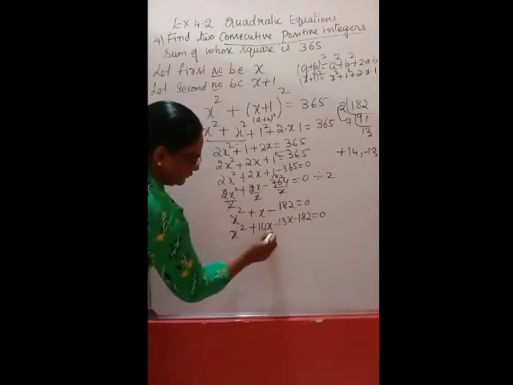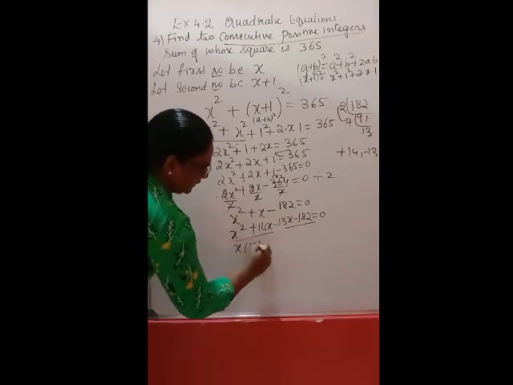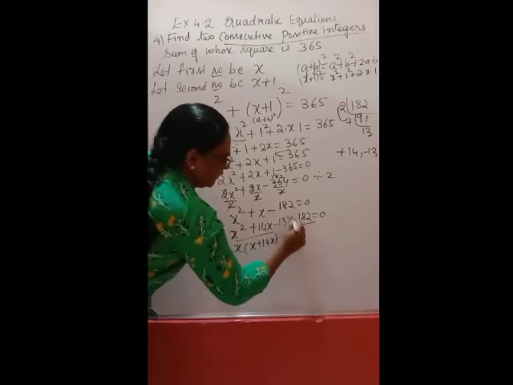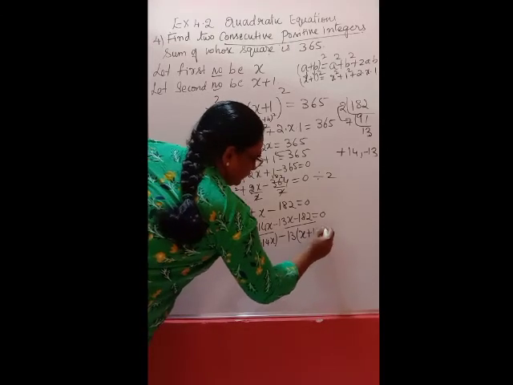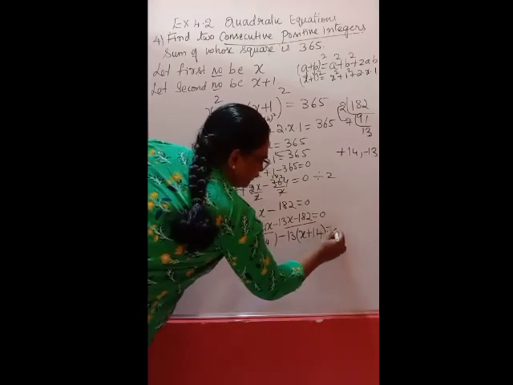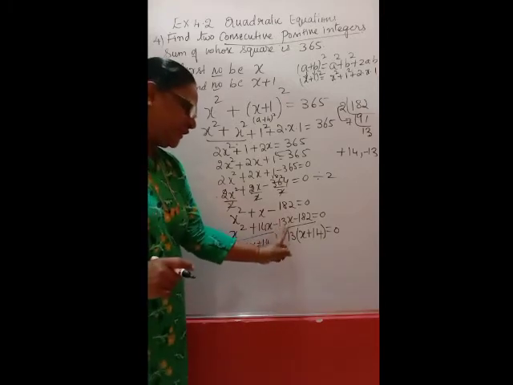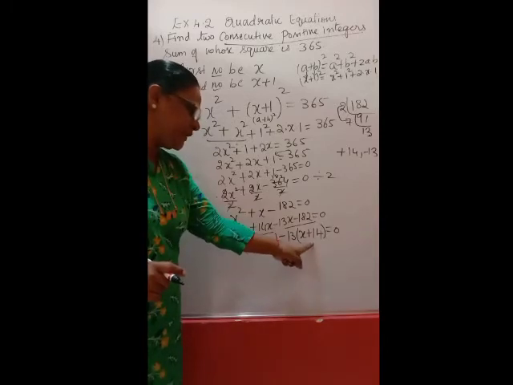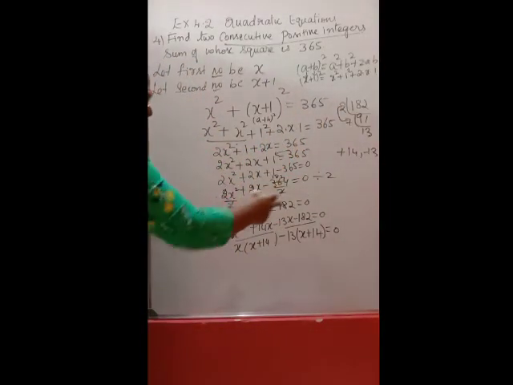Now group this. x is common, here x is remaining, plus 14. Minus 13 I will take out as a common factor, x plus 14 times. Here x I have taken common, remaining is x plus 14. Minus 13 I have taken as common, here x is remaining, minus is already taken out as common, here we will get plus 13. Here only you will get 13 times 14 is 182. So 14 I have done.